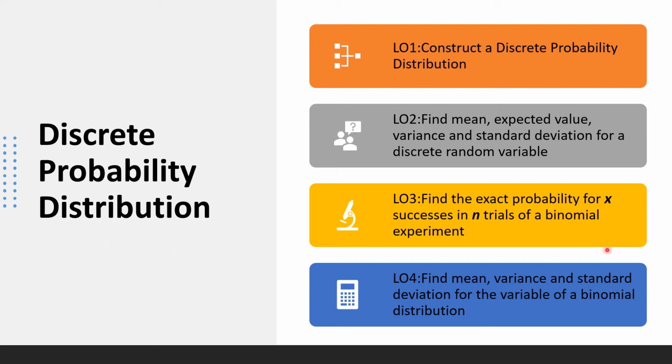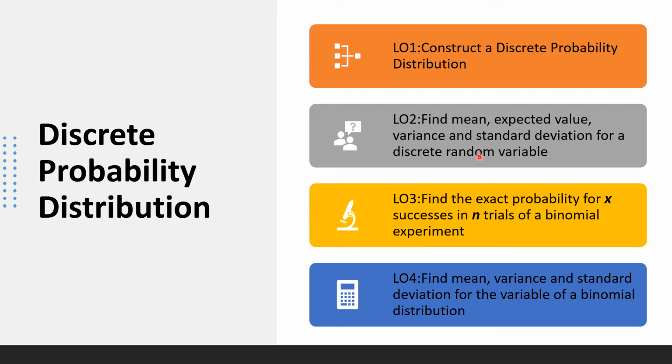Students, today we will learn about discrete probability distribution for this chapter. So we basically have four learning outcomes for this chapter. The first one, we will learn how to construct a discrete probability distribution.